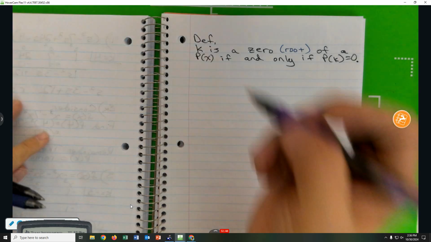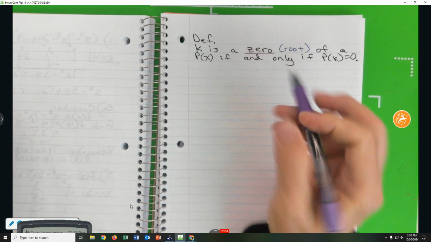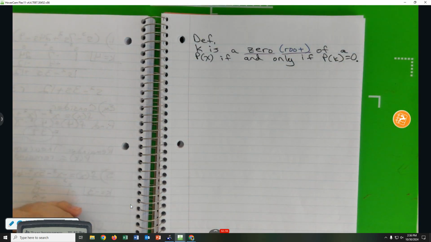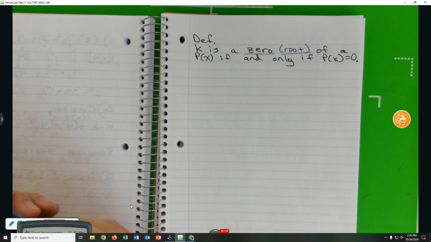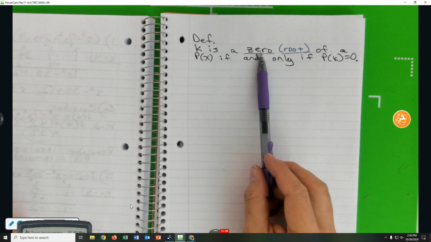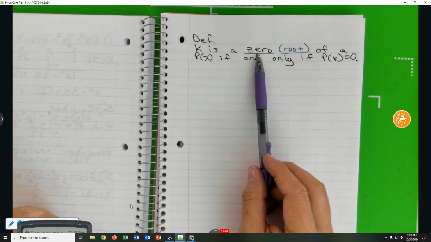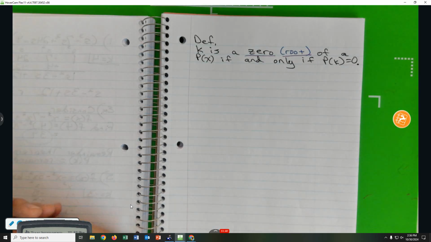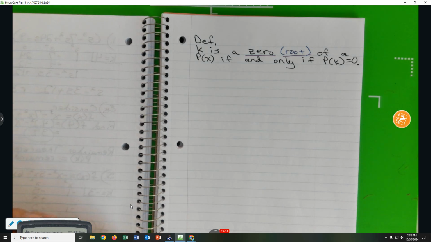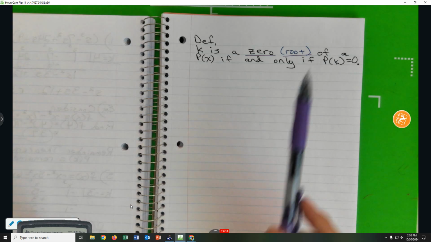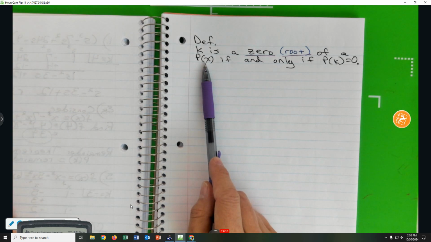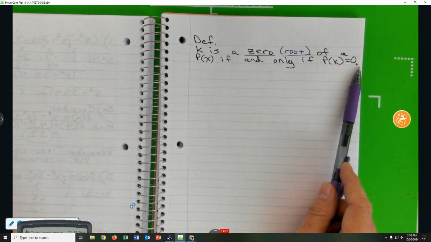Back in the olden days when I was in college, we called them roots. But somewhere in the 90s, it seemed like all the books switched over and started using the terminology zero. And I sort of agree with it, because mathematically, if you hear the word root, I start thinking of radicals and square roots and cube roots. This has nothing to do with radicals, okay? So a zero is a number that you can plug into a polynomial function to make the function equal zero.